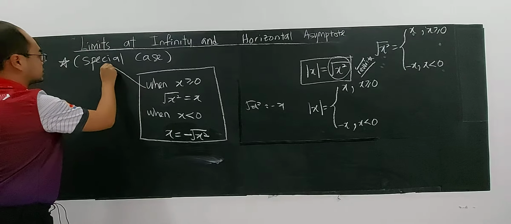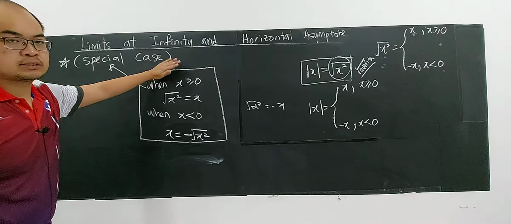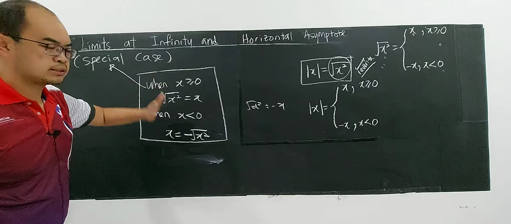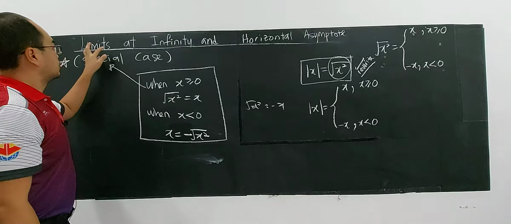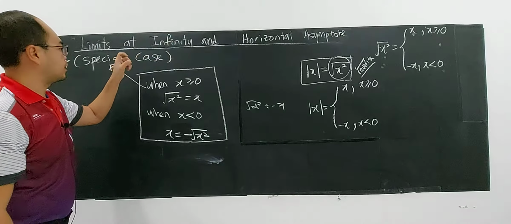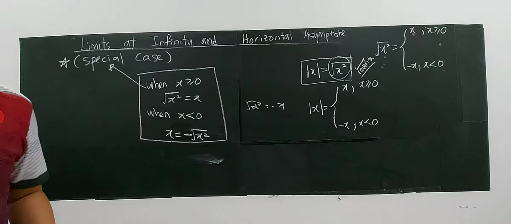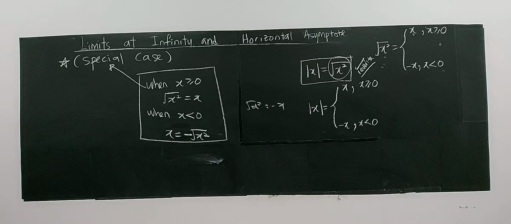So now this is a special case. Please jot this down, okay? Because I'm going to discuss what is meant by a special case when evaluating limits at infinity. So okay, let's look at the examples.